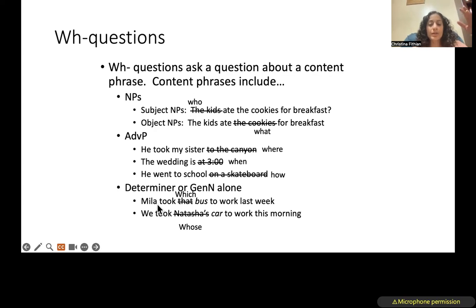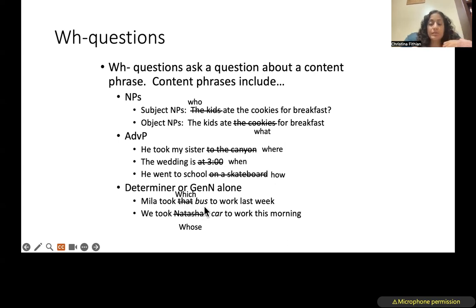Now, I can also just ask a question about a determiner alone. So, for example, if I say Mila took that bus to work last week, what you're going to notice is instead of replacing the entire phrase, we have the word which replacing the word that in this case, which is a determiner, specifically a demonstrative determiner.